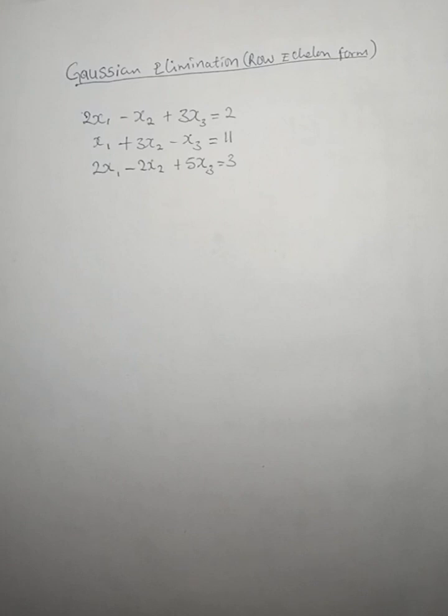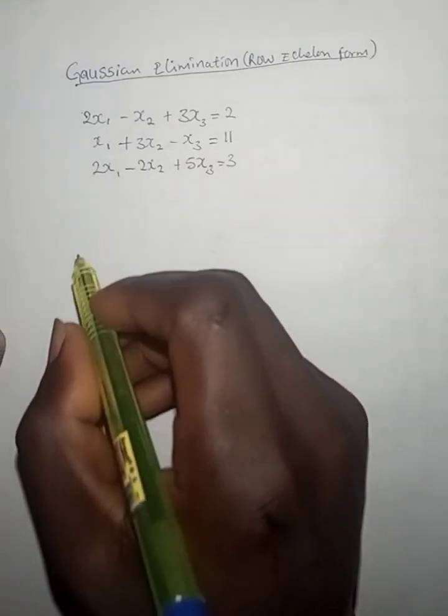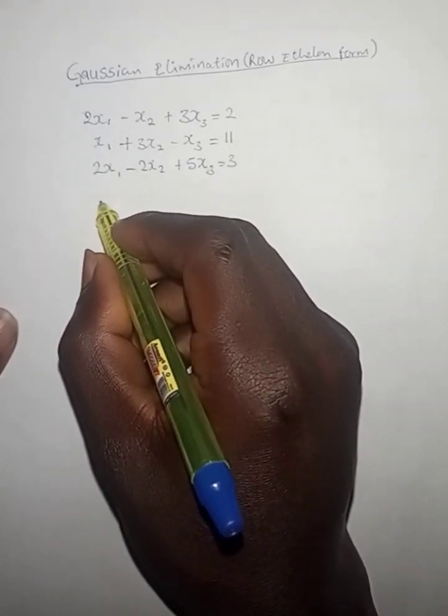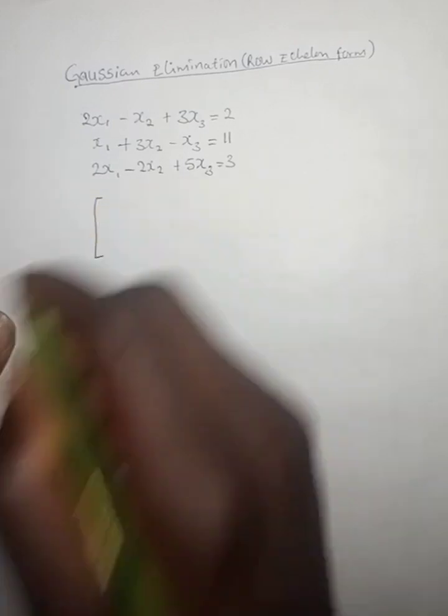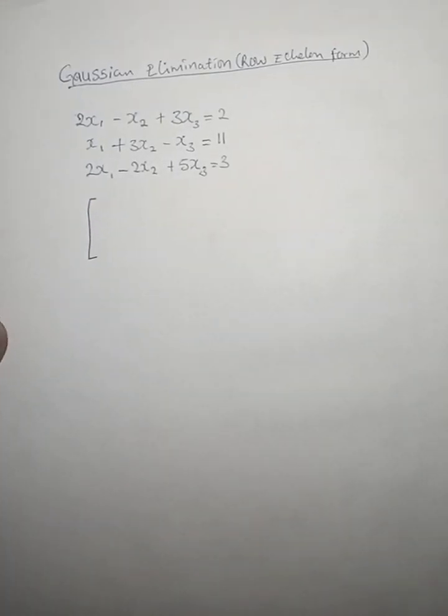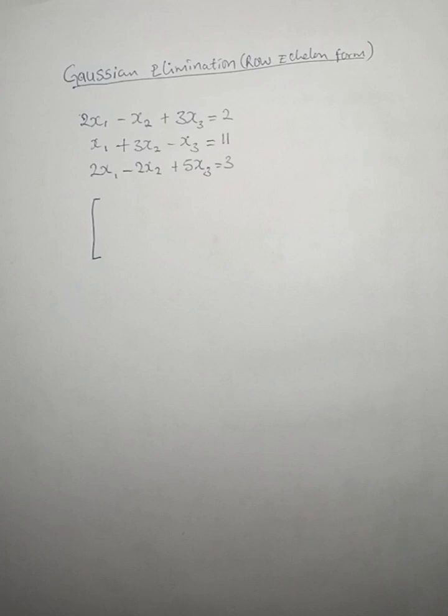We have a system of linear equations we'll be solving using the Gaussian elimination method. We'll first make the system into a matrix. We are taking out the coefficients of the variables x1, x2, and x3.